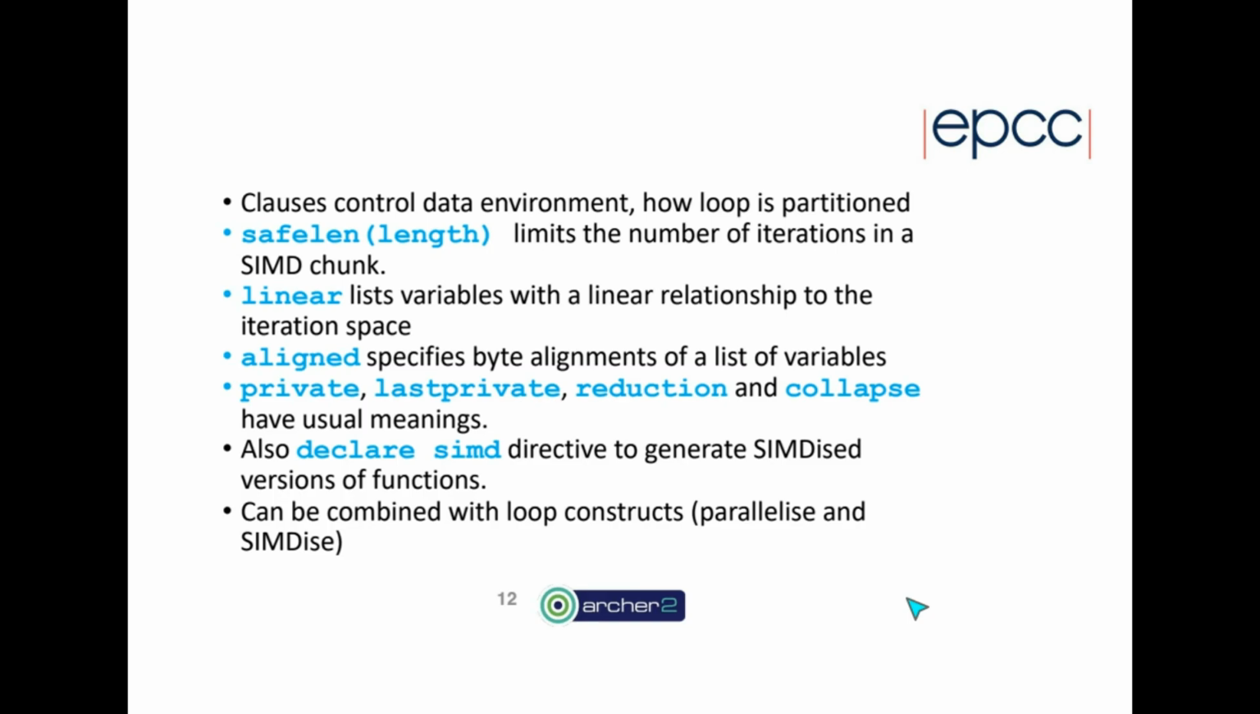There's also a declare SIMD directive where you can generate SIMDized versions of functions. There are certain restrictions: they basically have to be pure functions, and there are restrictions on the type signature that you can have. But it will allow the compiler to generate vectorized versions of functions. So if you have functions which are called inside loops which you want to vectorize, then that can help in that case. And as I said, you can combine this with the OpenMP loop constructs, so that will parallelize the loop across the threads and vectorize it as well.